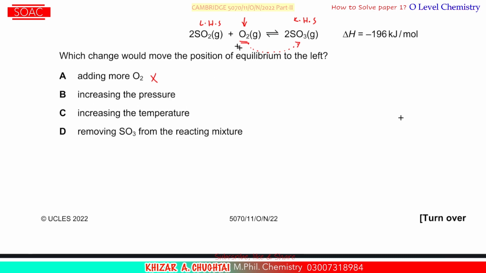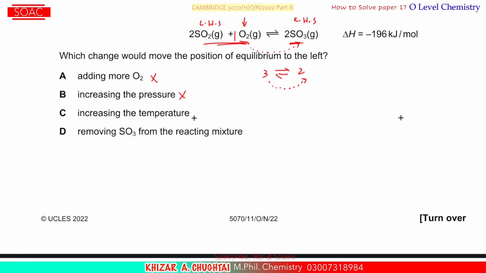Increasing pressure: on the right hand side, 2 moles are over here, on the left hand side, 3 total moles. So on increasing the pressure, equilibrium will shift towards the right hand side, not the left, because on increasing pressure, equilibrium shifts towards the side where there are fewer moles.